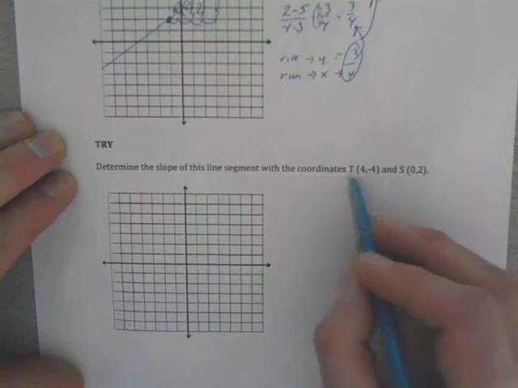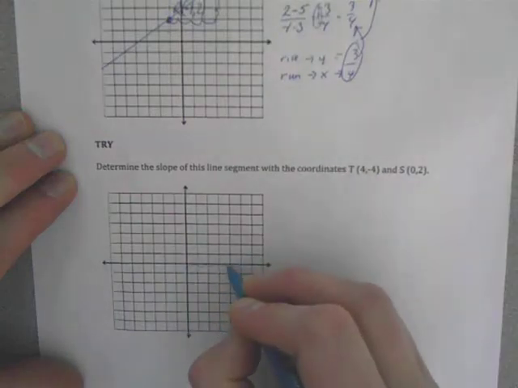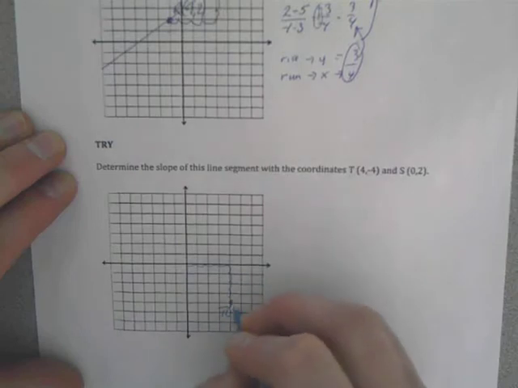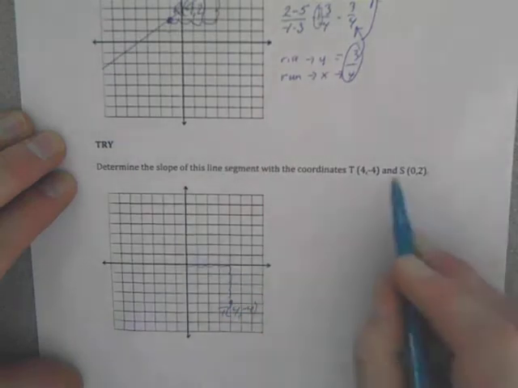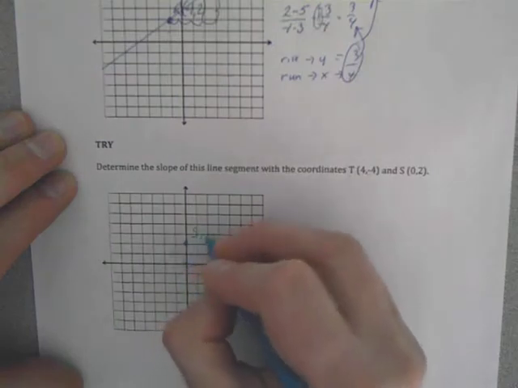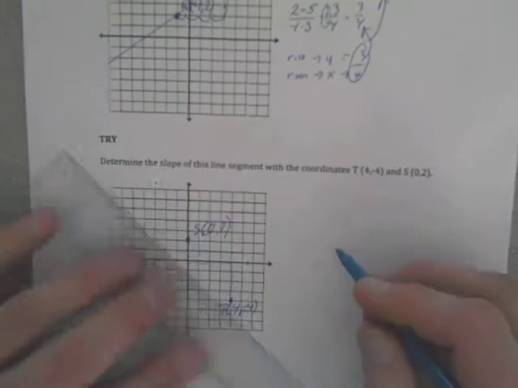Okay, to solve this problem, you have to mark T at negative 4. So T, 1, 2, 3, 4. Because it's negative, it's going to go down. 1, 2, 3, 4. So there's T. S is (0, 2). 0, then 1, 2. There's my S. And draw a line between the points.